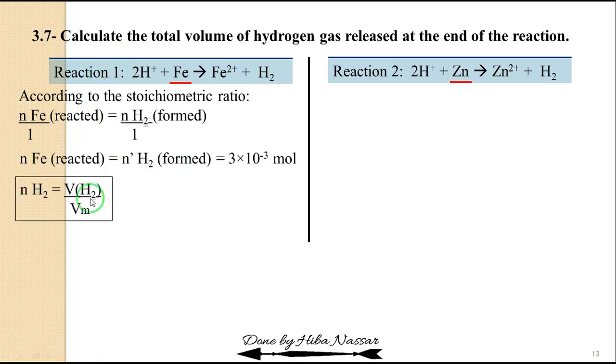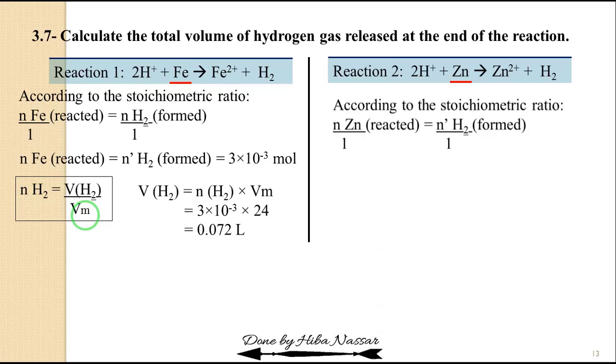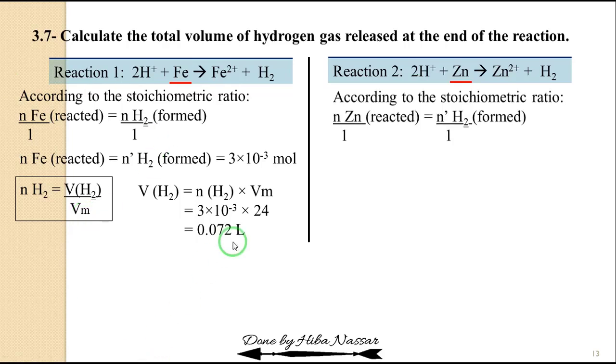So we will use this relation: n equals V over V molar. So we can say that the volume for hydrogen gas is equal to the number of mole times the molar volume, which is equal to 24. So the volume for hydrogen gas released only from the first reaction is equal to 0.072 liter.